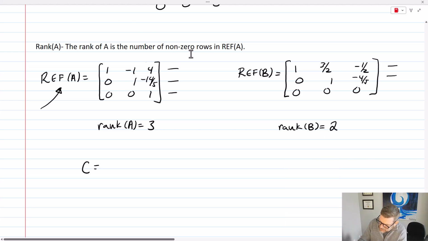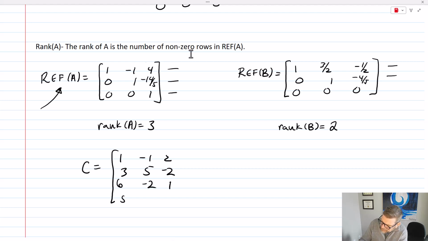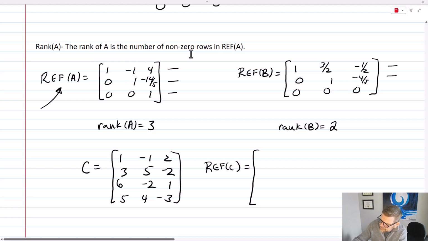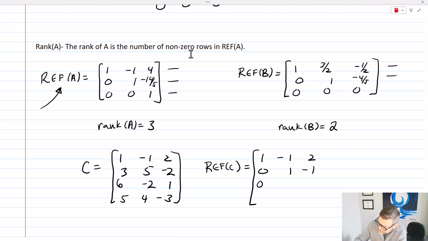One more example. Let's suppose that we have the matrix C, and this matrix C is 1, -1, 2, 3, 5, -2, 6, -2, 1, 5, 4, -3. Now this isn't actually in the REF form, so I'm actually going to transform it, and the REF of C is going to equal then 1, -1, 2, 0, 1, -1, 0, 0, 1, 0, 0, 0. And when we look here and we count out the number of non-zero rows, we have 1, 2, 3 non-zero rows. So the rank of C equals 3.